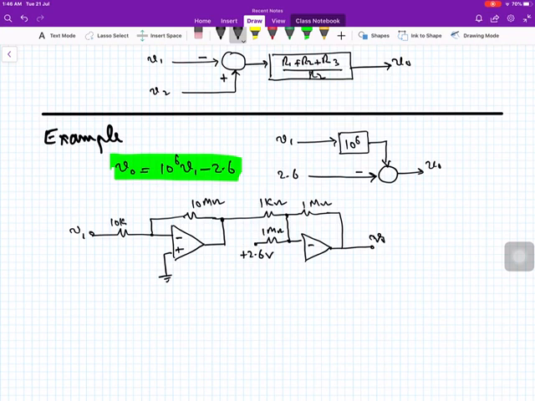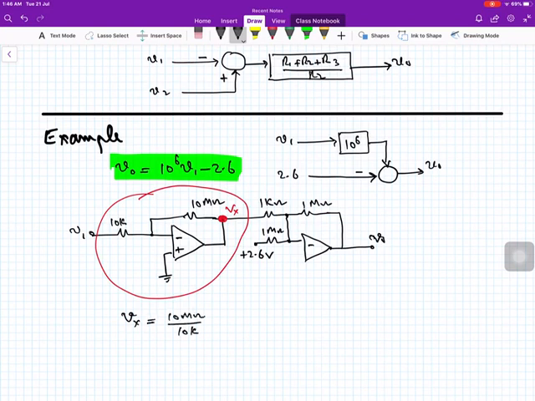Now, due to the previous discussion, we can say that the voltage here, let us call it Vx, and just consider this part of the circuit. We see that Vx is equal to 10 mega ohm divided by 10k, with a negative sign, and this is V1.